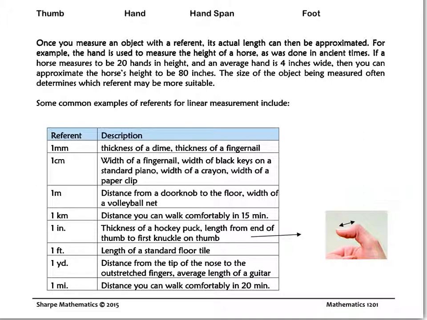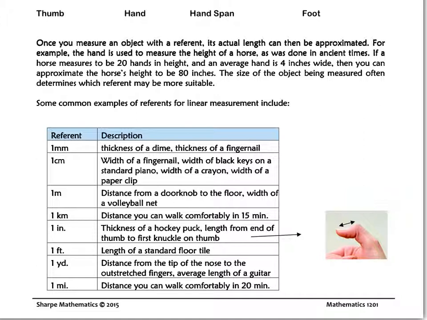A meter would be the distance from your doorknob to your floor, for the most part, or if you're familiar with volleyball, the width of your volleyball net. That's about a meter. A kilometer is a distance you can walk comfortably in 15 minutes for most people. An inch is about the thickness of a hockey puck, or the length, as I said, from the end of your thumb to the first knuckle on your thumb.